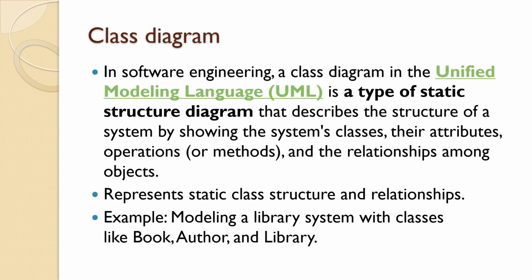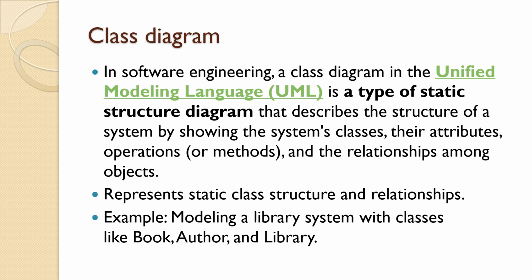Class diagrams. A class diagram is a set of static structure diagrams in Unified Modeling Language that represents the structure of a system, showing its classes, attributes, methods, and the relationships between the classes. It's a key part of object-oriented design and development, helping developers and system architects visualize the structure of the software. The key elements of a class diagram are class, relationship, and visibility.